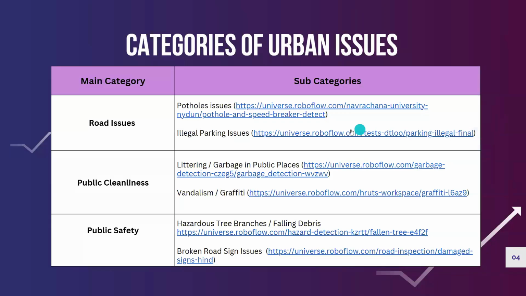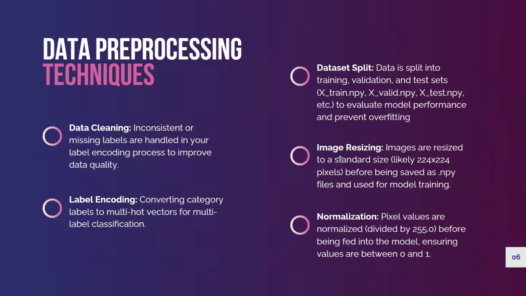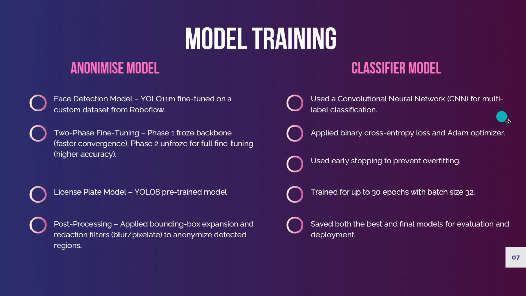Here you can see the main categories and their corresponding subcategories that our model is trained to detect. Data quality and preparation are key to effective model training. Our pre-processing pipeline includes data cleaning, label encoding, dataset splitting, image resizing, and normalization.